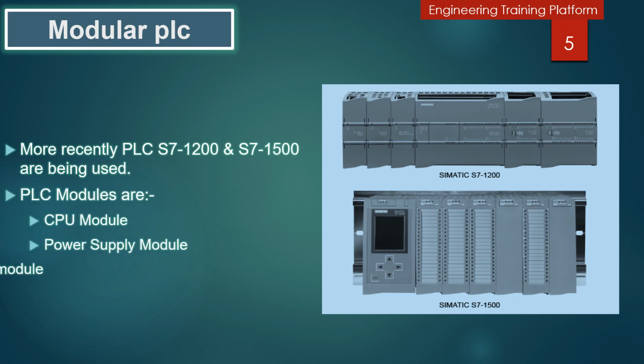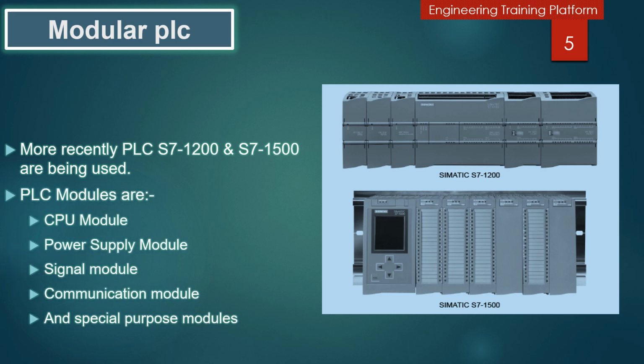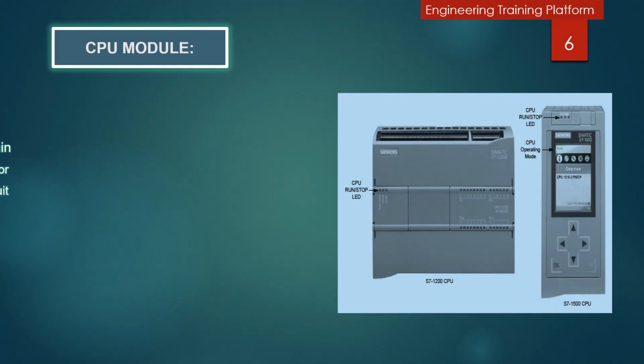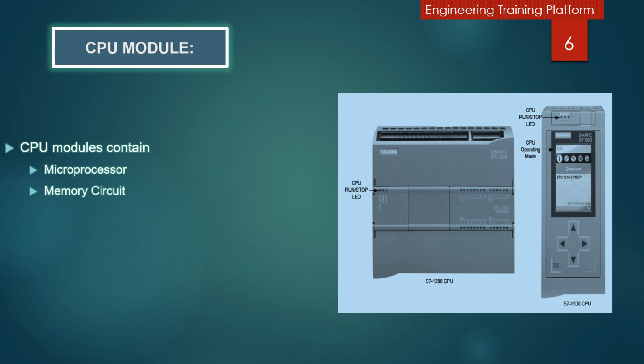Regardless of the model, Simatic S7 modular PLCs are optimized for control tasks and to meet application requirements by adding modules. The following are the modules: CPU modules, power supply modules, signal modules, communication modules, and special purpose modules. Now we will discuss CPU modules.